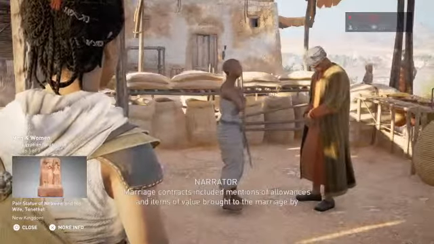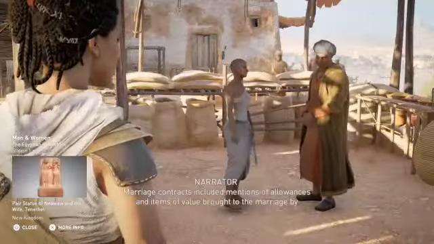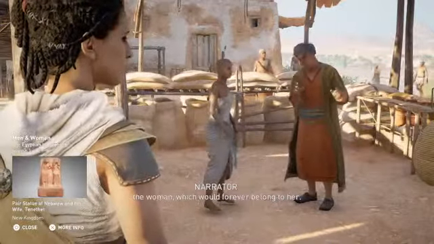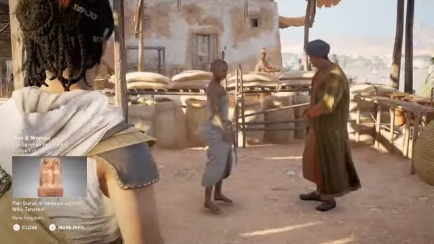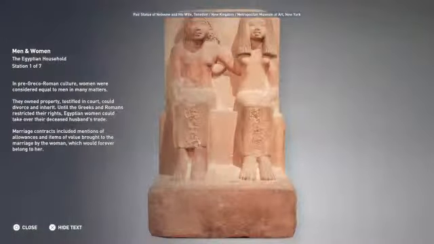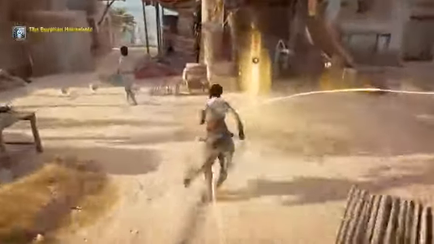Marriage contracts included mentions of allowances and items of value brought to the marriage by the woman, which would forever belong to her. Alright. So there's a pair statue of Nebuah and his wife, New Kingdom, Metropolitan Museum of Art in New York. And then we are going to go on to the next area.